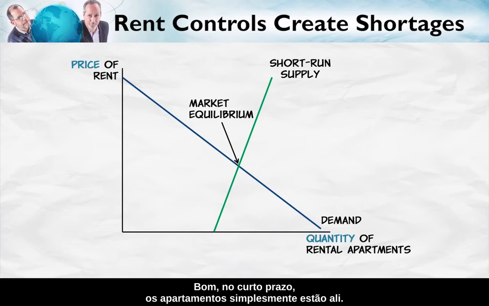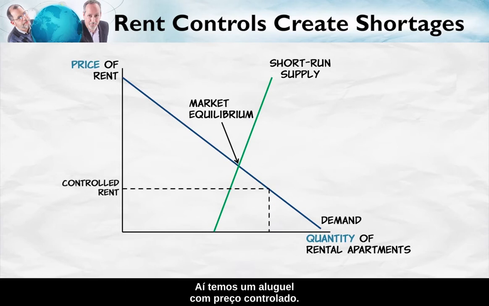Well, in the short run, the apartments are simply there. They're already built. There's not much you can do to change the supply of apartments. Now, this is not quite true. You can take an apartment which is about to come onto the market and turn it instead into a condo. You might switch some uses. You might tear down an apartment early, things like that. But basically, the supply is going to be fairly inelastic in the short run.